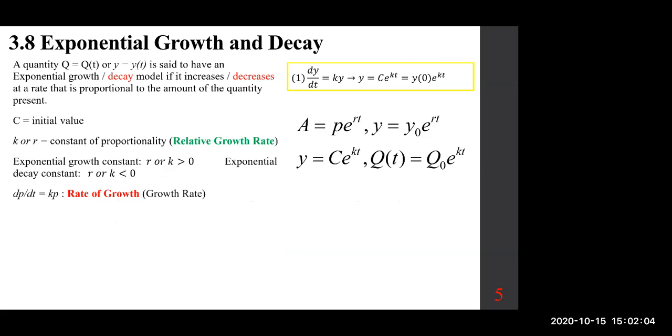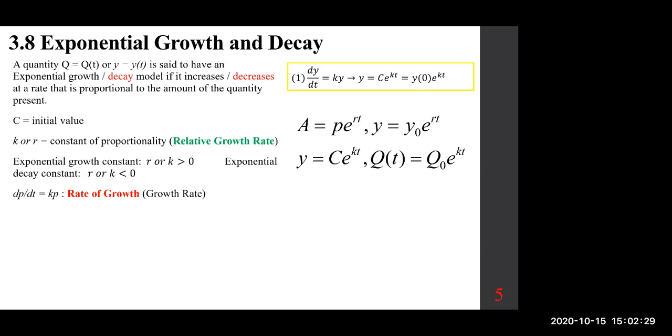So having said that, here's the new stuff. Actually, not so new. Exponential growth and decay we have dealt with. So the idea of y being ce to the power of kt is nothing new. For example, A equals Pe to the power of rt. There are different ways of writing them.